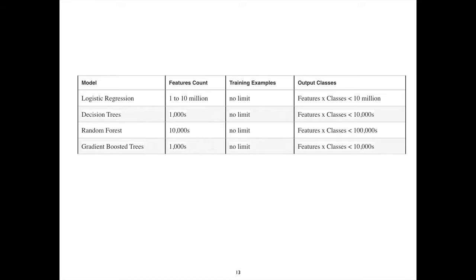And this slide will come later, but it does show that logistic regression can handle up to 10 million features. I'm not sure why they want to go so high, because if you've got 10 million features, that's a huge space. And so unless you've got a tremendous data set, it's going to be very, very sparse. Decision trees, thousands of features.